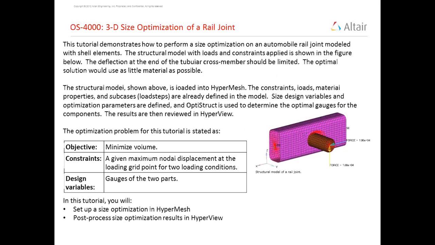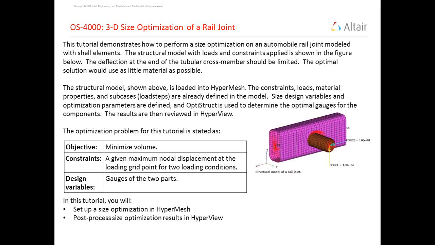So this tutorial demonstrates how to perform a size optimization on an automobile rail joint model with shell elements. The structural model with loads and constraints applied is shown in the figure below. The deflection at the end of the tubular cross section cross member should be limited. The optimal solution would use as little material as possible.